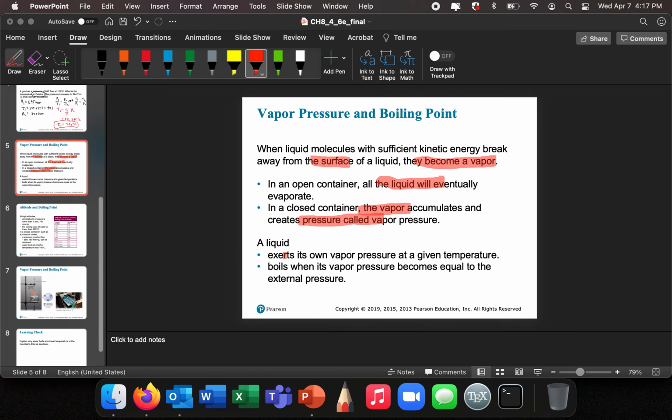Okay? A liquid exerts its own vapor pressure at a given temperature. Any liquid has a vapor pressure at a given temperature. It boils when the vapor pressure becomes equal to the external pressure. That's what boiling point is, okay?